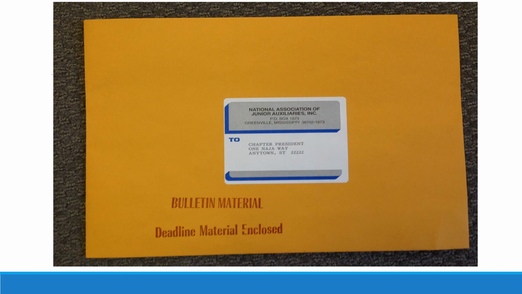Let's begin with the bulletin material. By mid-March, the chapter president should have received a packet from NAJA headquarters at her home address marked Bulletin Material, Deadline Material Enclosed. If the president has not received this packet by mid-March, she should contact headquarters immediately. Staff can scan another copy and send via email if necessary.